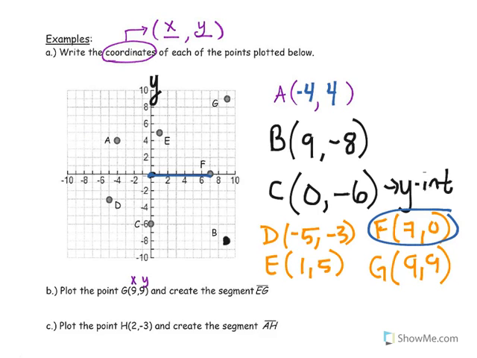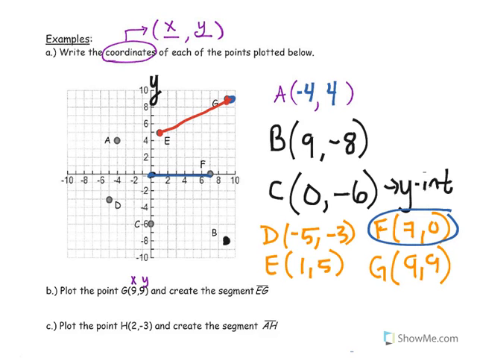Let's look at letter B. Letter B says plot the point G (9, 9). That means I've gone right 9, up 9, and I'm getting this point right here. I apologize, there was a point already on there that I meant to delete. Then connect it to make the segment EG. That's what we're going to start doing in this class. We're going to make a line segment, EG, with the endpoints E and G.